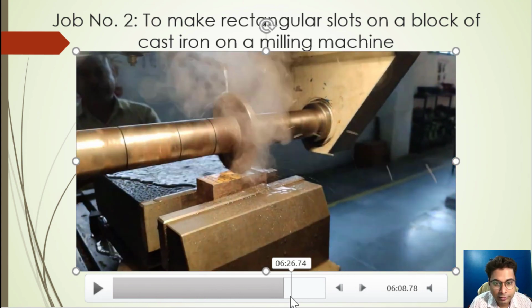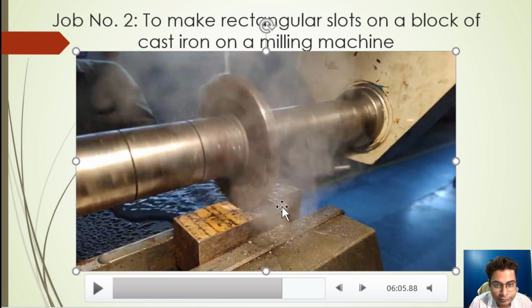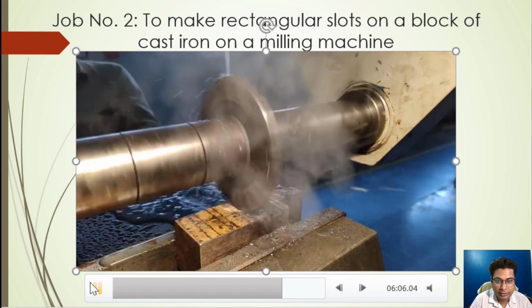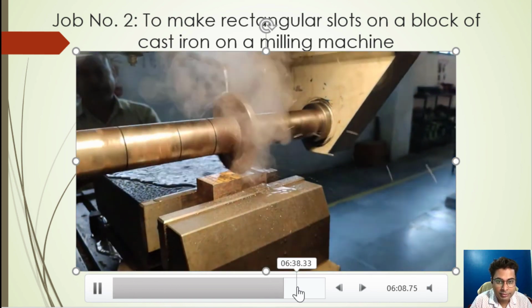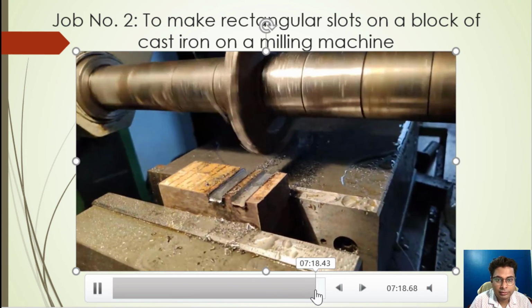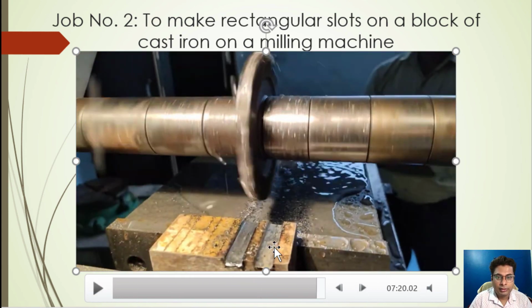See, a slot is clearly visible, having a very high amount of width on the workpiece surface. The slot is visible. If we go to the end of the video, see, the slot is very clearly visible on the workpiece surface, which has been cut using a milling cutter on a milling machine. Similar slots are yet to be made over here where marking has already been performed.